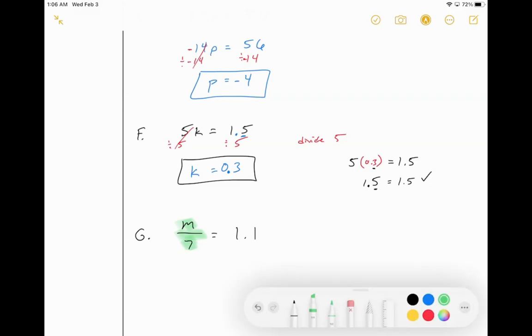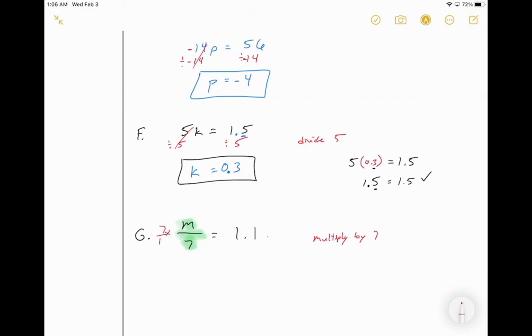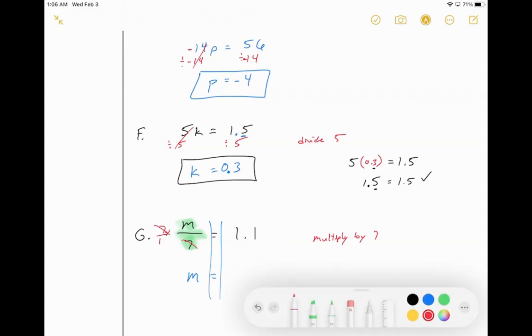So I'm going to do the opposite, the inverse, which is multiply by 7 on both sides, right? Times 7, or 7 over 1. Okay, so we know that's going to cancel, and all we'll be left with on the left side of our equation is m. On the right side, I have to do a little bit of work. So maybe instead of writing it to the side, I'll write it underneath. So 7 times 1 is 7. 7 times 1 is 7. So my answer would be 7.7 there.